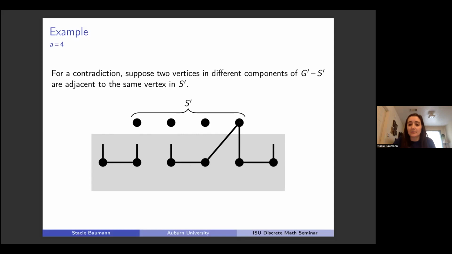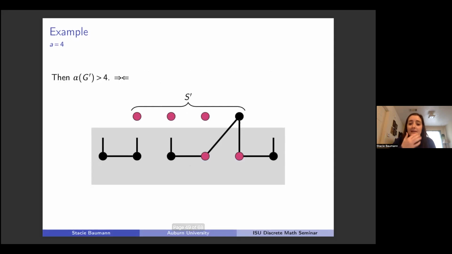So why is this one a problem? This is a problem because then I have an independent set of size greater than 4. If I pick these pink vertices, remember these are the only edges if I have another minimum, there's an independent set bigger than 4. So I know now that edges in different components can't go to the same component in S.